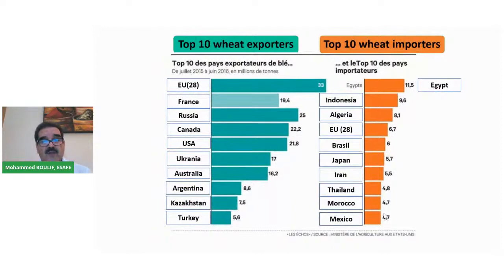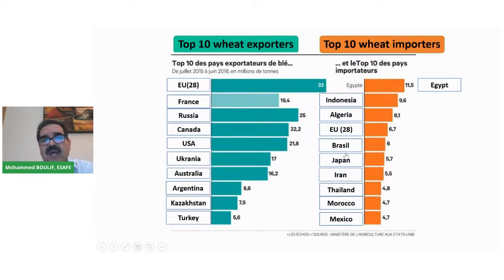So let's take a look at the countries. Maybe this is a little bit old data, 4 years ago or so, but it depicts the reality among the 10 wheat exporters in the world: the EU countries, mainly France, Russia, Canada, USA, Ukraine, Australia, Argentina, Kazakhstan, and Turkey.